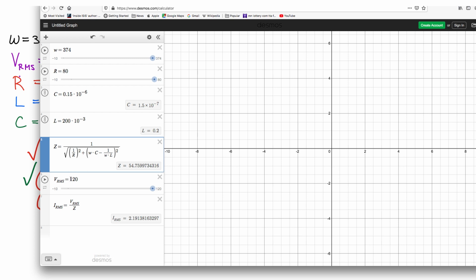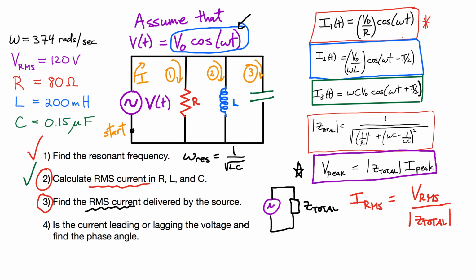Okay, at the end, the RMS voltage was 120. And my current is simply 120 divided by my roughly 55 ohms. Okay, so at the end, you get like 2.19. So that's the approach that I use. So the RMS current is approximately 2.19 amps.